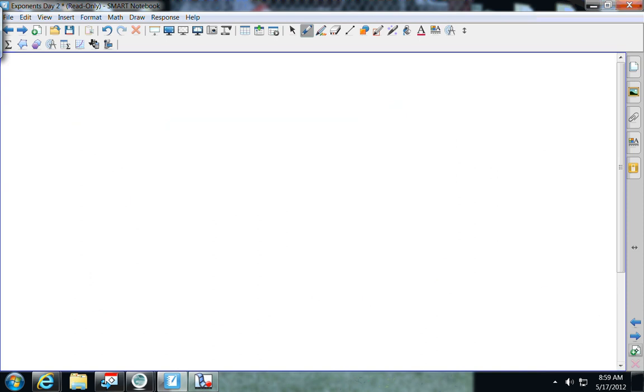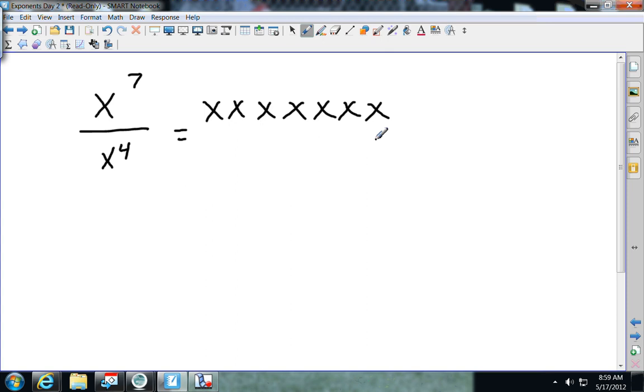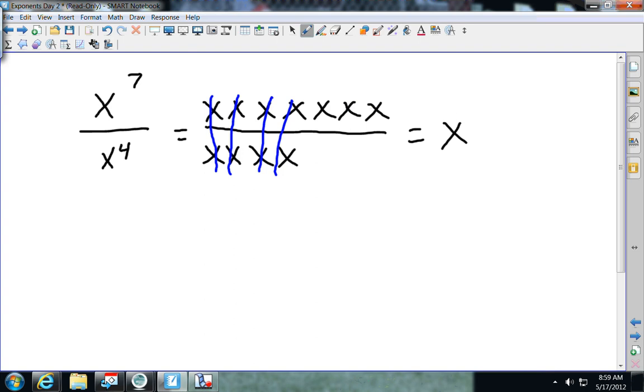Now, the next ones when we're talking about dividing. So when I have x to the 7th power over x to the 4th, if I wrote this out in expanded form, 1, 2, 3, 4, 5, 6, 7, all over x to the 4th. Okay? From here, these cancel out. They make 0. They go away. What am I left with? I am left with 3 x's up top, which would be x to the 3rd.